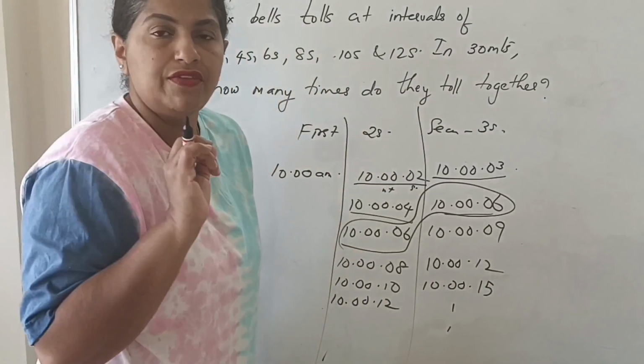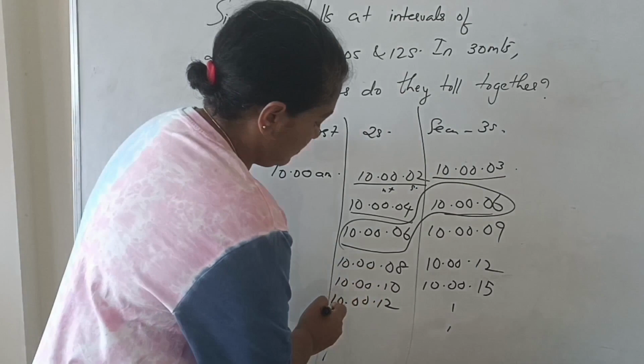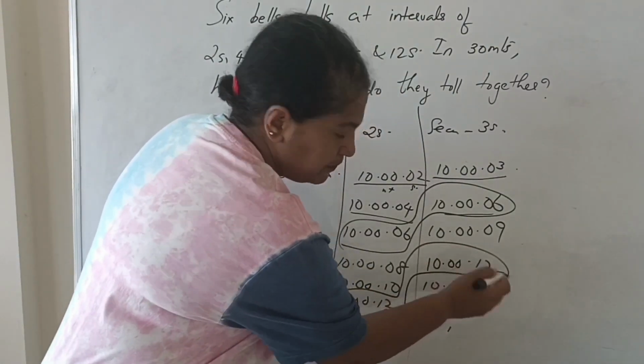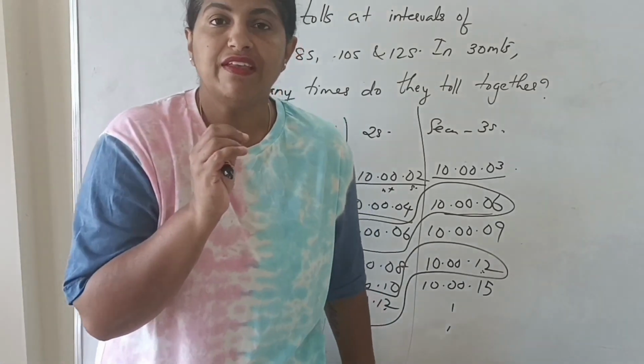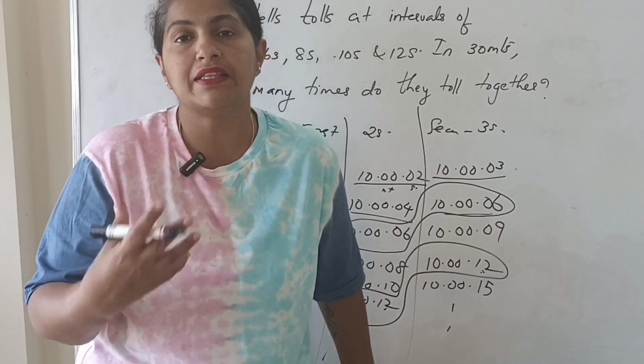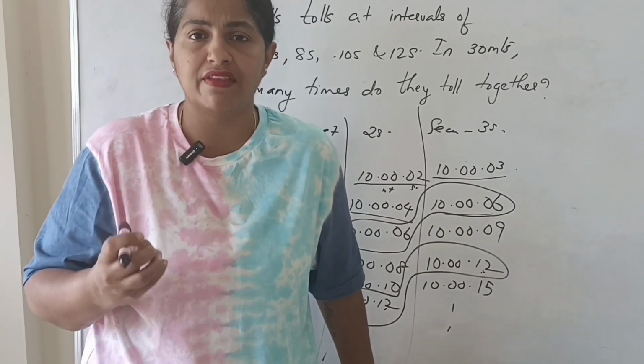So on. What can you see again? Again after 6 seconds, both the bells are tolling simultaneously. See, 12 seconds. So 6 seconds is the minimum time after which both the bells will repeat their tolling simultaneously. So what is this 6?